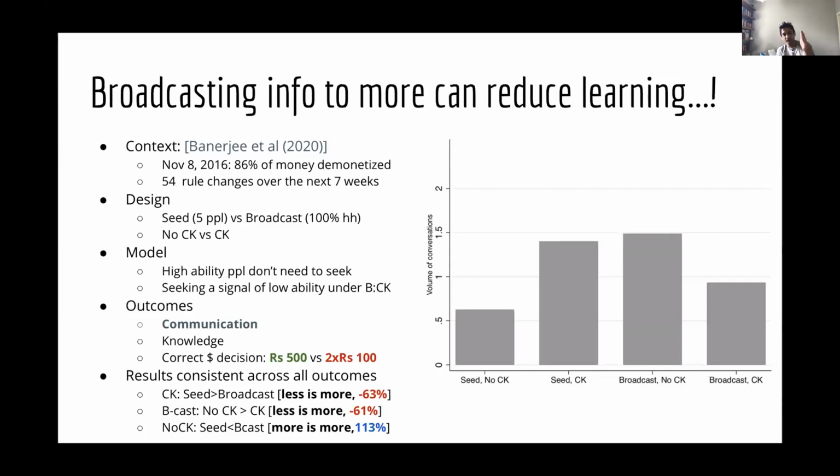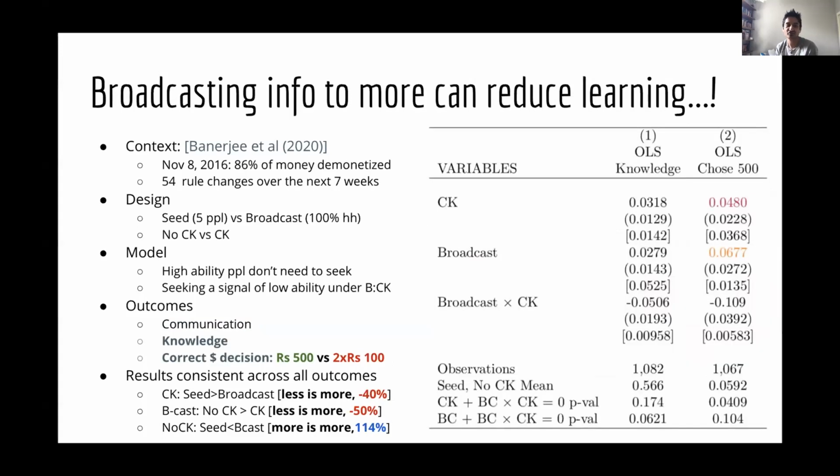If you have broadcast, adding common knowledge drops communication again by 60%. But if you didn't have common knowledge, adding more actually doubled the amount of communication. So it's less is more, and then more is more. Okay. The same results are true when you turn to knowledge and to a correct monetary decision.